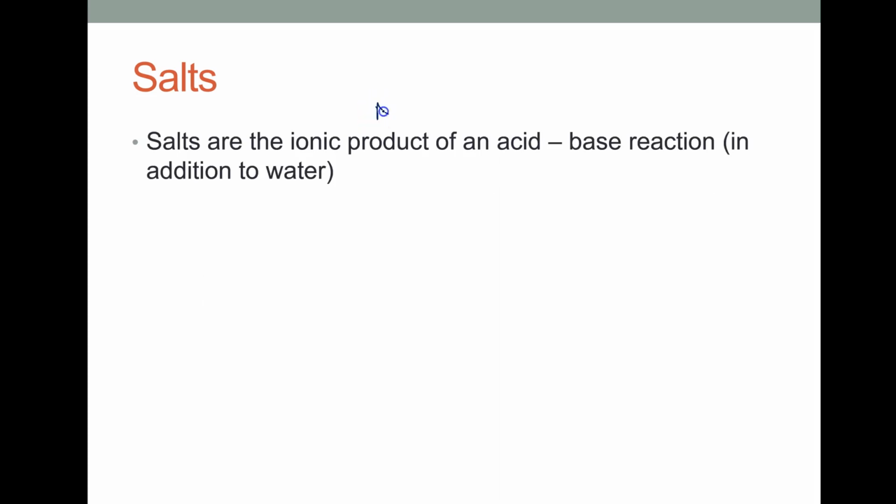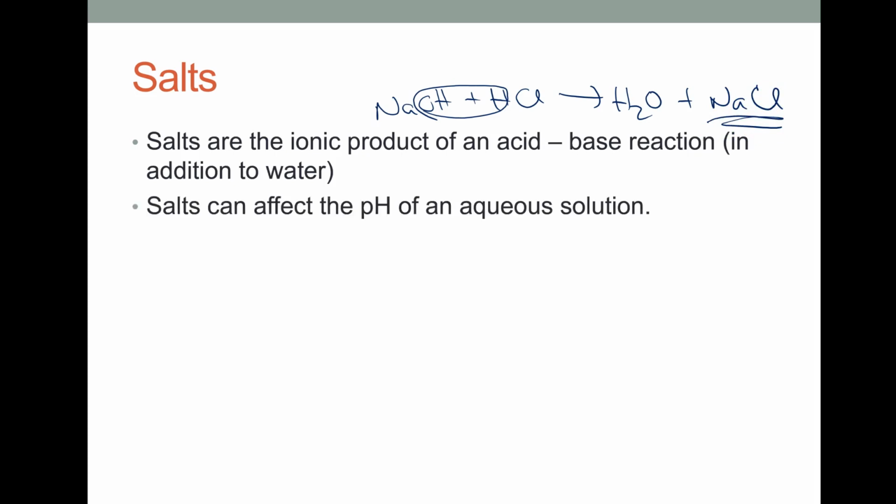So maybe you remember doing double replacement reactions. The NaOH and the HCl produce water, and you have NaCl left. It is the ionic product of an acid-base reaction in addition to water. Okay, because it comes from an acid and a base, depending on how strong your acid and base are, it can affect the pH. The salt can affect the pH of the solution.